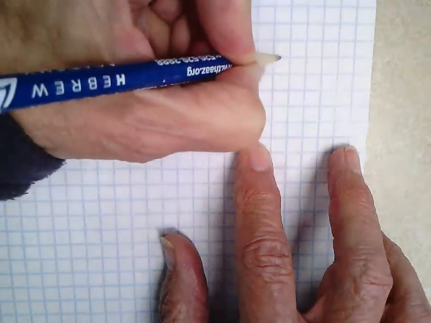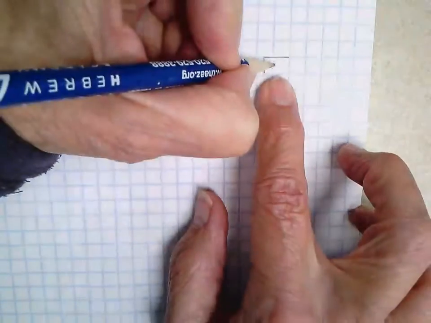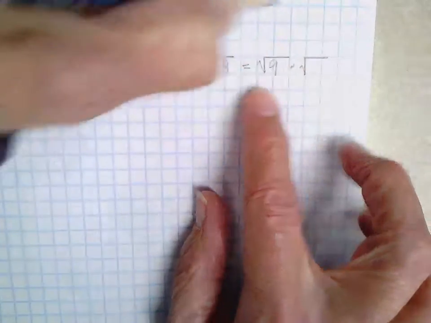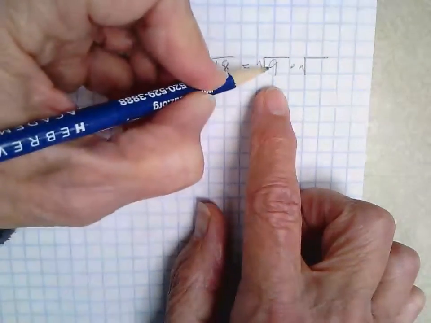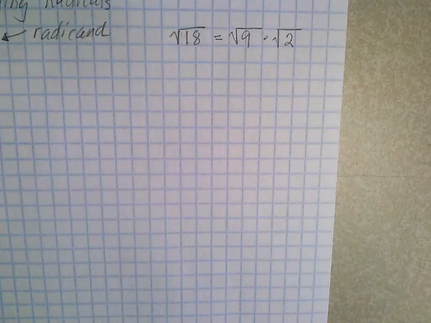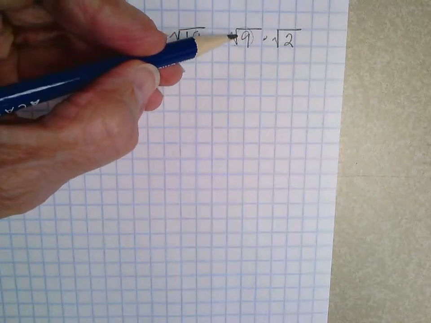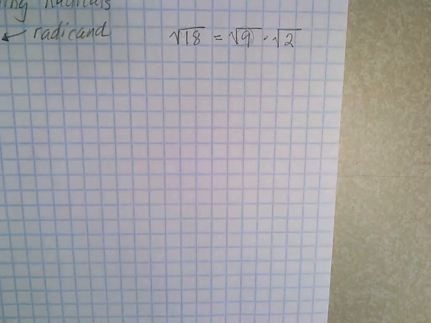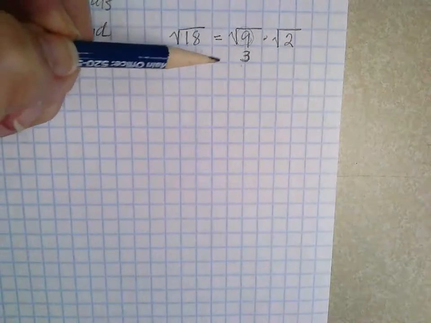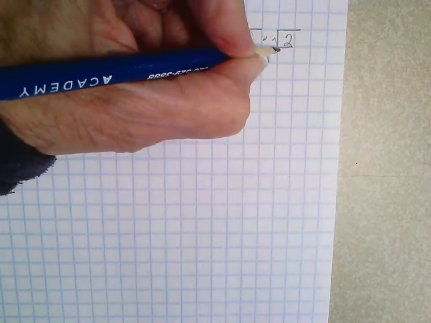So I'm going to rewrite this as the product of 2 numbers. And I prefer to write the perfect square number first. So I can split the square root of 18 up into the square root of 9 times the square root of 2. That's a perfectly acceptable step in algebra. Now I can take the square root of 9 out from under the radical sign, and the equivalent representation is just 3. So I'm going to say 3 times the square root of 2.